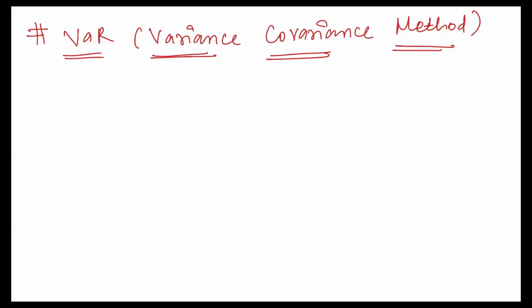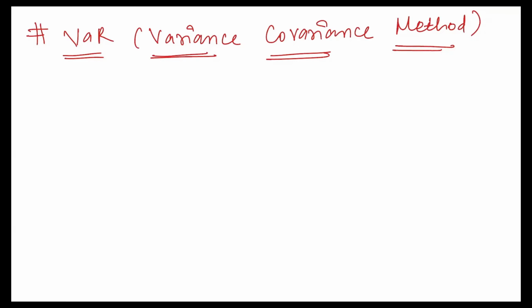Hello everyone, welcome back to this video series in which we are developing a value at risk model using three quantitative approaches, that is variance covariance method, historical method, and the Monte Carlo method. So in this video, I'll be specifically walking you through the variance covariance method.